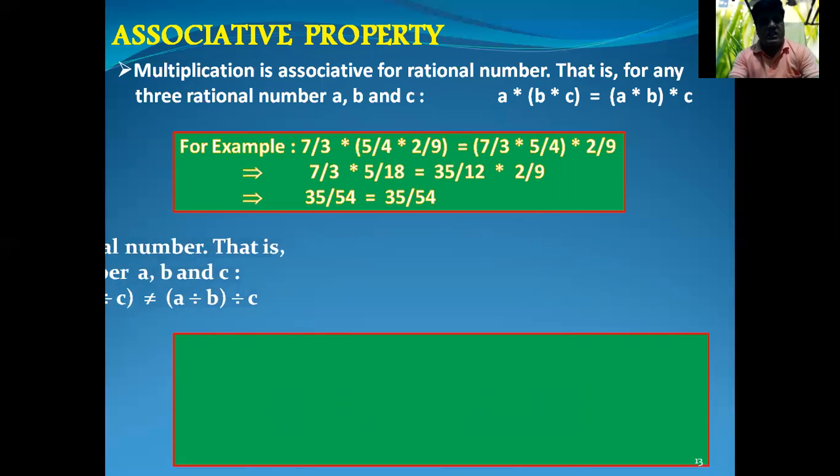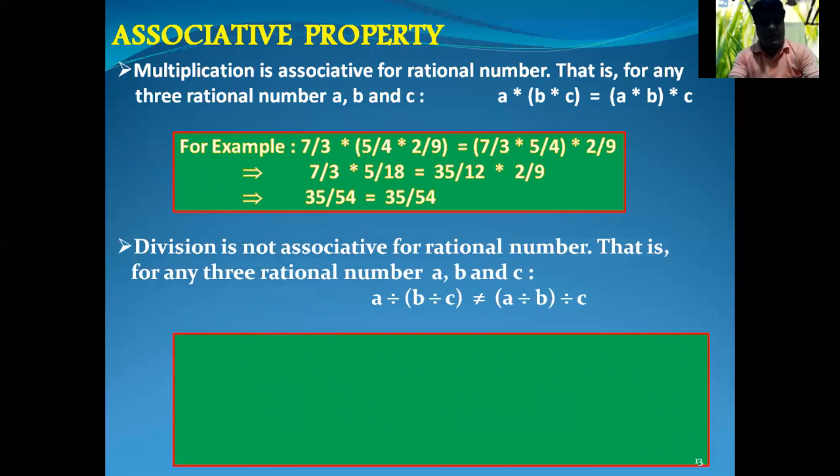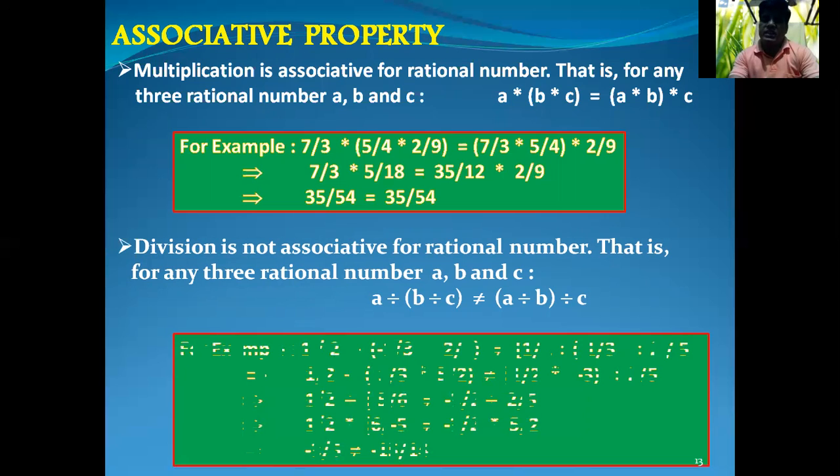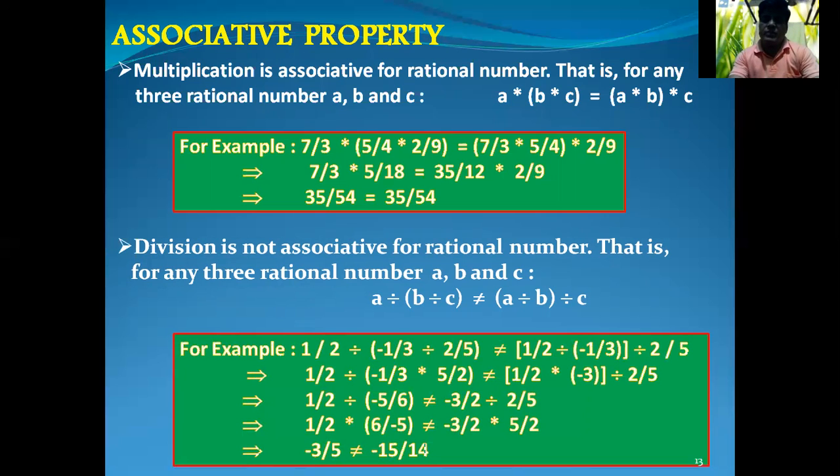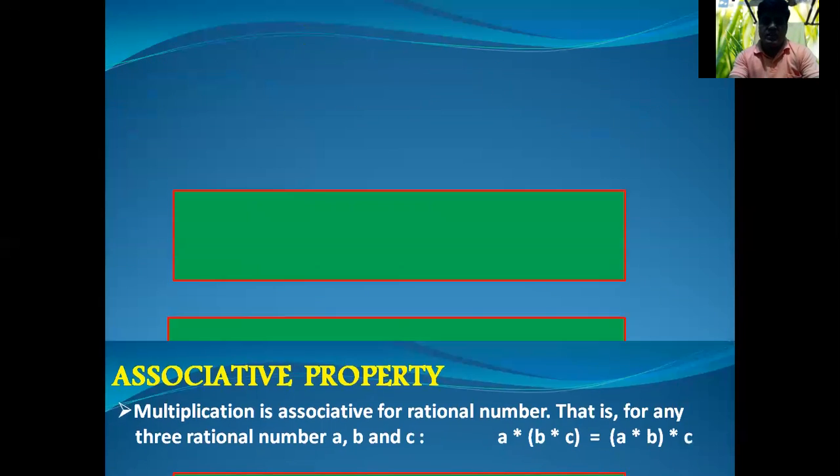Next, division is not associative for rational numbers. That is, for any three rational numbers a, b and c, a divided by (b divided by c) is not equal to (a divided by b) divided by c. Again, for this, one example is given in the box below.